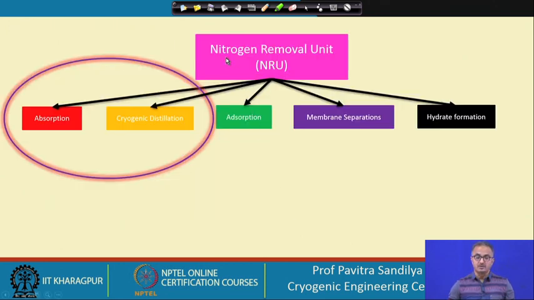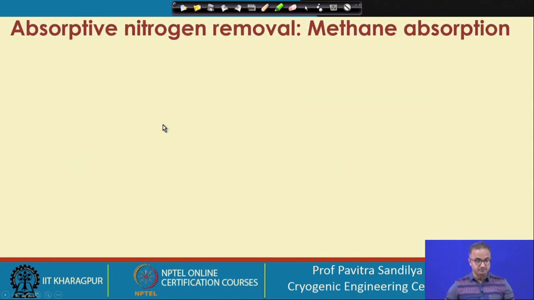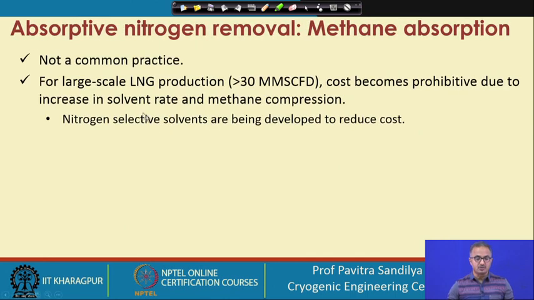So, in the nitrogen removal unit we have several processes: absorption, cryogenic distillation, adsorption, membrane separation, and hydrate formation. In this lecture we shall be learning about absorption and cryogenic distillation. Now, what is absorption? It is not a very common practice, and the cost becomes quite high when we talk of large scale LNG production, that is more than 30 million standard cubic feet per day.